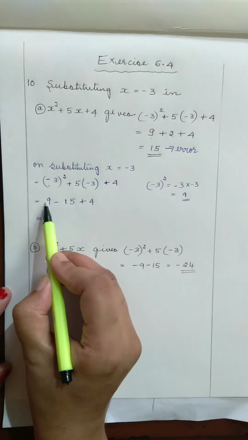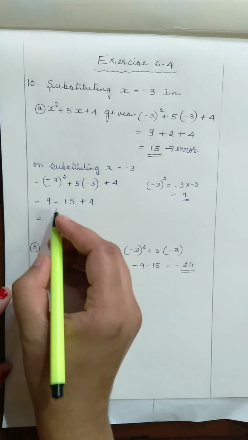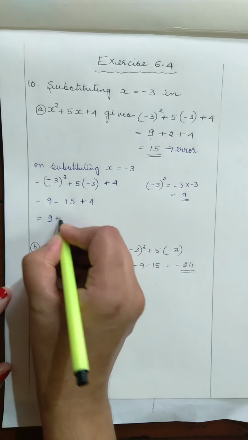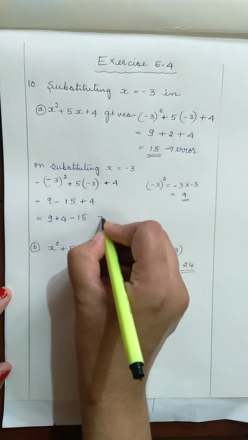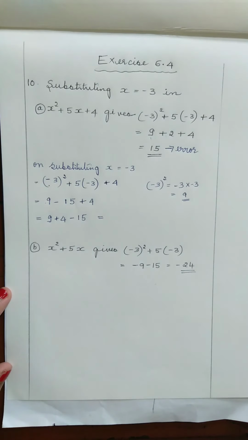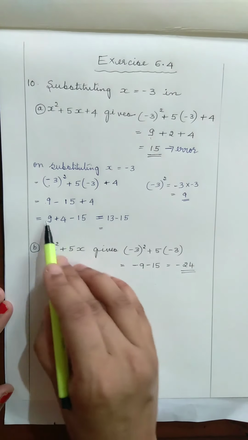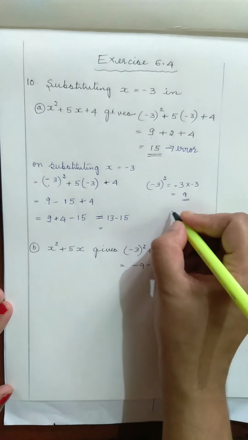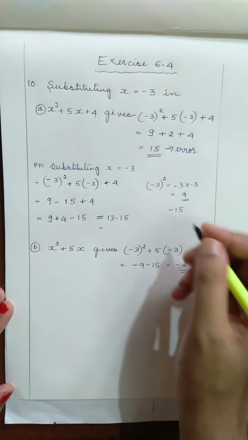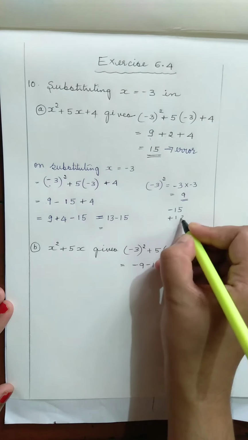Now, first we shall add the positive terms, that is 9 plus 4, then we will minus 15. Therefore, 9 plus 4, we will get the answer. So, it is 13. 9 plus 4, it is 13 minus 15. So, 13 minus 15. So, minus 15 is the greater number plus 13.